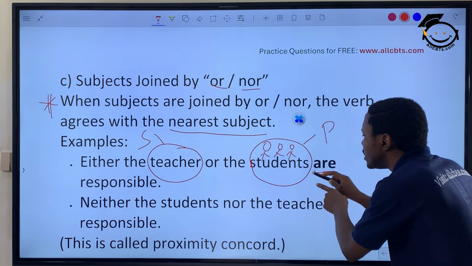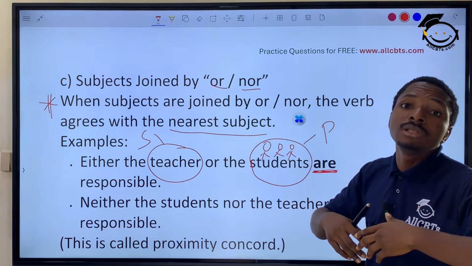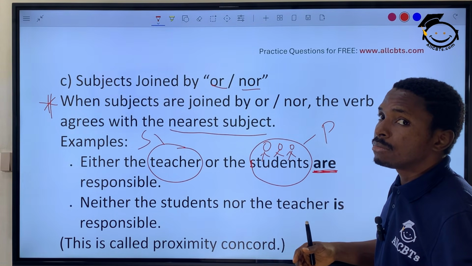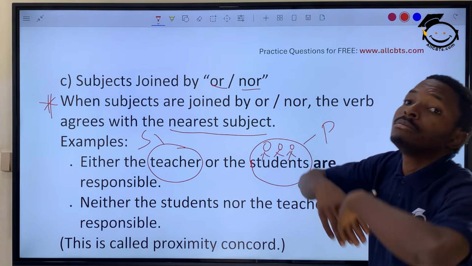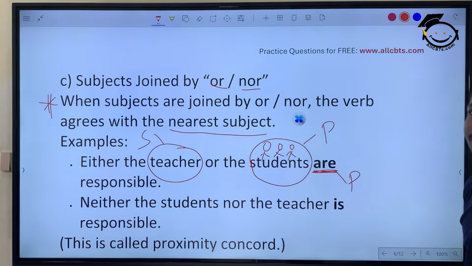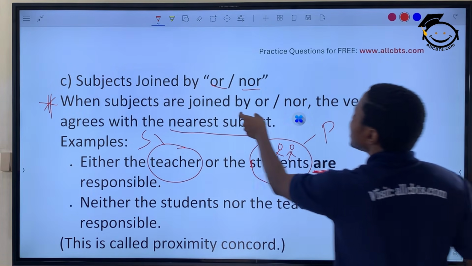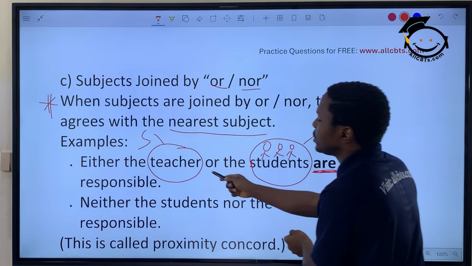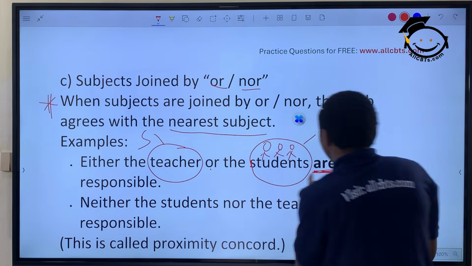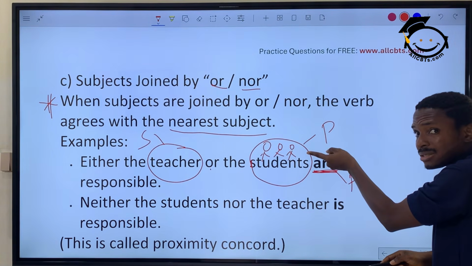Then you have the verb here. The verb is what? "Are." "Are" is the plural of what? "Is." Okay? "Are" means more than one. So the verb is also in the plural. Now let's go to the rule. When the subjects are joined by "or" or "nor," the verb agrees with the nearest subject.